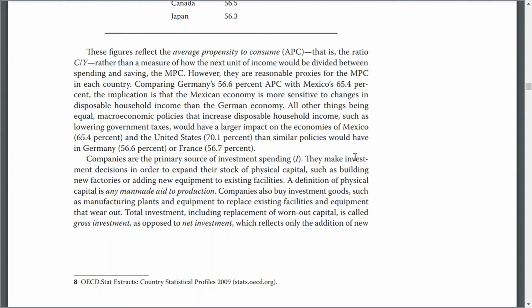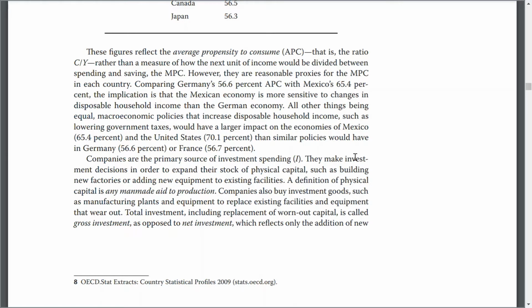These figures reflect the average propensity to consume, or the APC, that is the ratio of C divided by Y, consumption divided by income, rather than a measure of how the next unit of income will be divided between spending and savings, the MPC. However, there are reasonable proxies for the MPC in each country. Comparing Germany's 56.6% average propensity to consume with Mexico's 65.4%, the implication is that the Mexican economy is more sensitive to changes in disposable household income than the German economy.